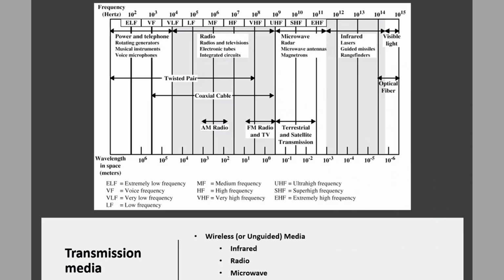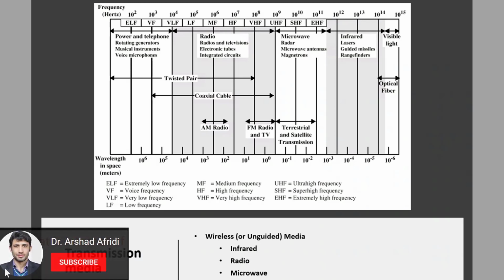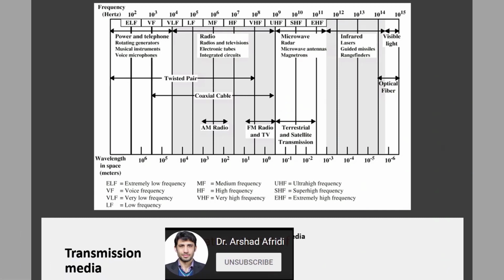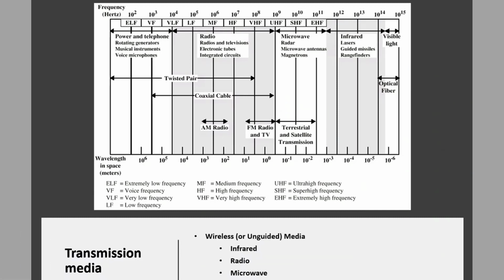For example, this region is visible light. The range of visible light is 0.1 megahertz to 1 megahertz. That is visible light; you can see this light. And then from 0.01 megahertz, that is infrared. You cannot see infrared light, right? That is beyond the visibility range.